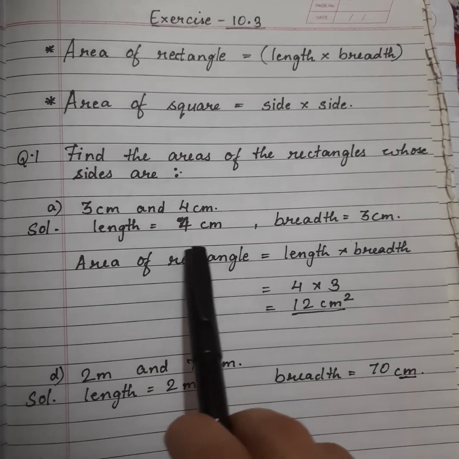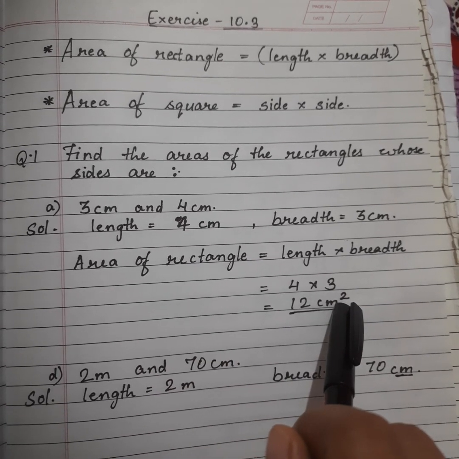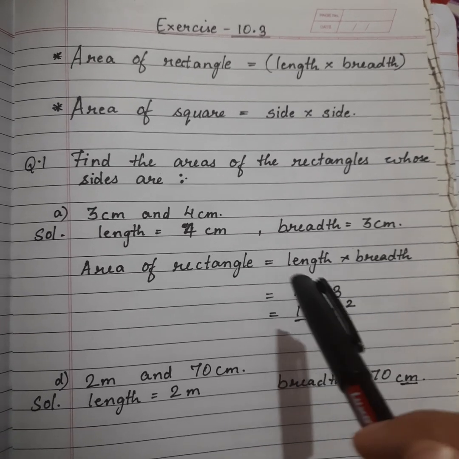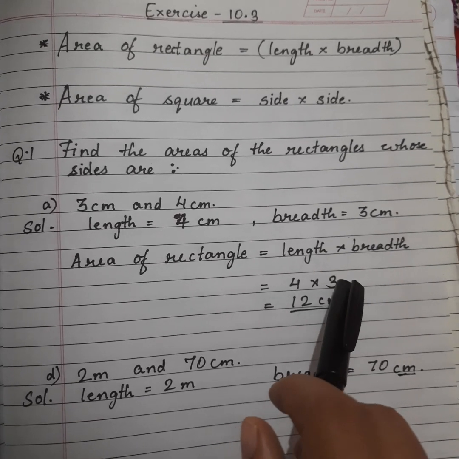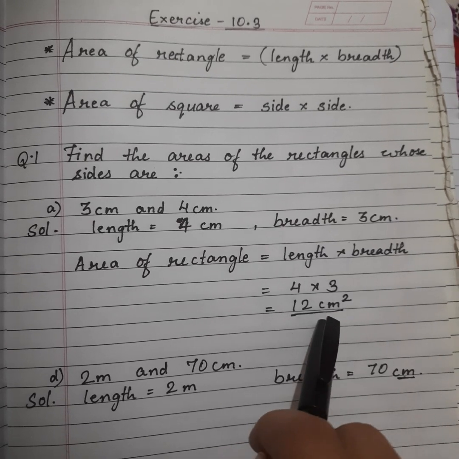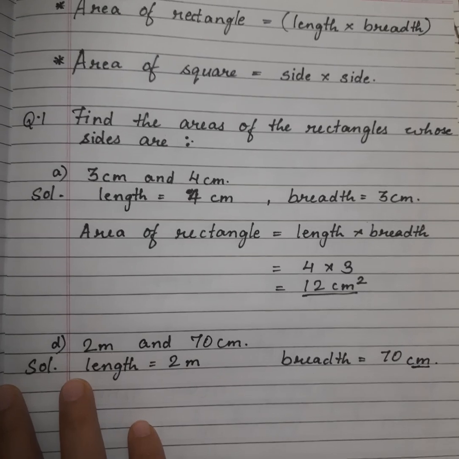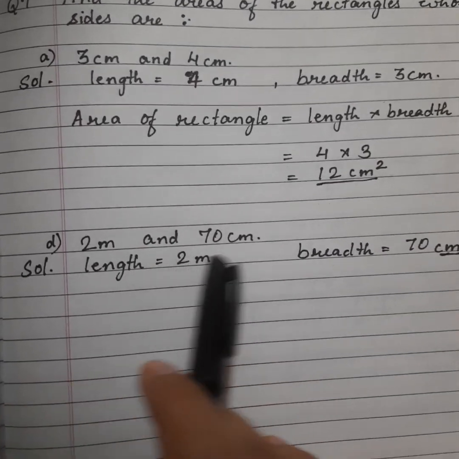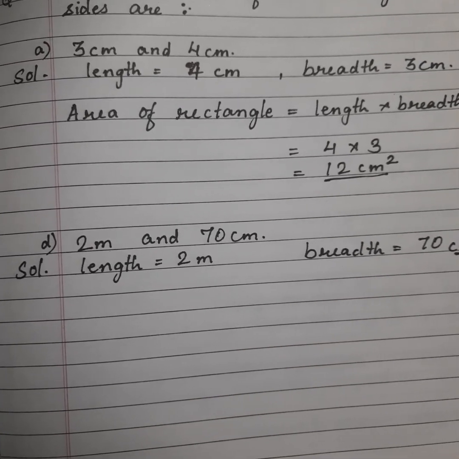Always the area of any given figure is in square centimeter, square unit, square meter, square kilometer, like that. So don't forget to put the square as well as the unit. Now let's do one by us. Question number D. B and C are easy, that you can do on your own.